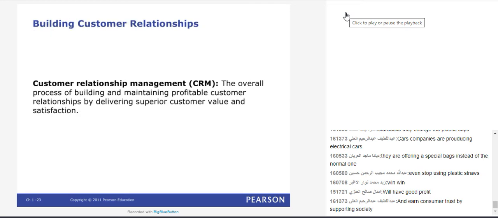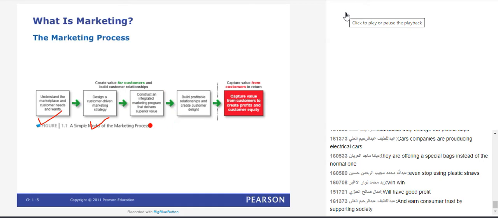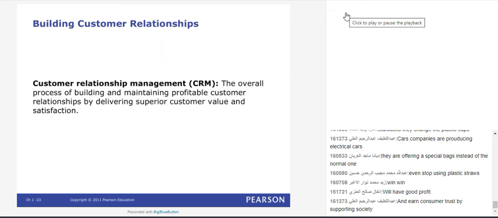Now we want to build a relationship with the customer. What is customer relationship management? It is the overall process of building and maintaining profitable customer relationships by delivering superior customer value and satisfaction. Don't forget this step. This is the program, and now we want to build a profitable relationship and create superior value with customers. This is CRM, or customer relationship management.